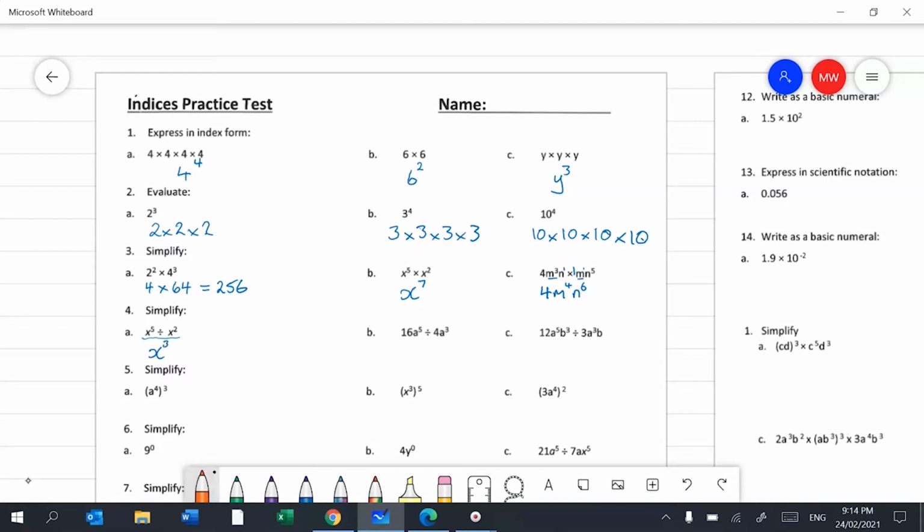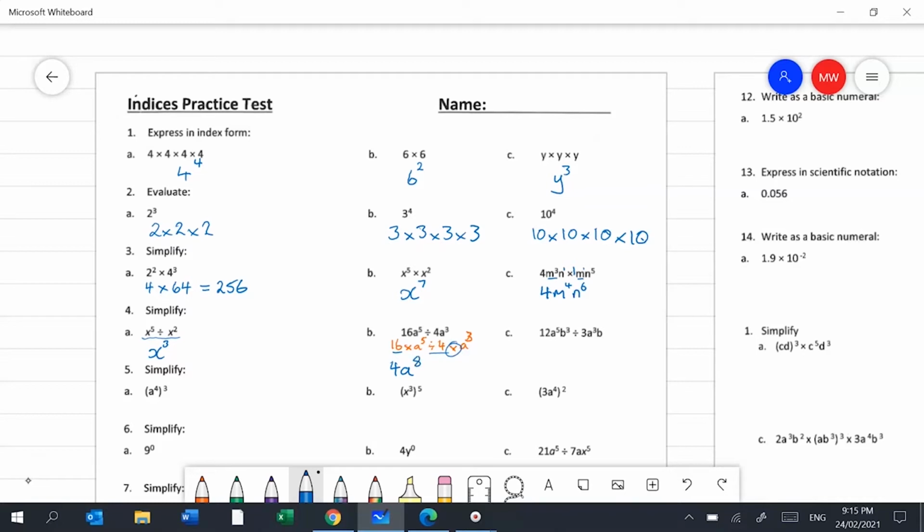But in the second question, you've got to be careful. There's no brackets here, okay? And that changes the question. Really, what this says is 16 times a to the 5 divided by 4 times a to the 3. And this is important because when we answer this, we've got the 16 divided by 4, which is 4. But the a's are multiplied. So we go back to the first index law and it becomes 5 plus 3 because of this times. So it becomes a to the 8.